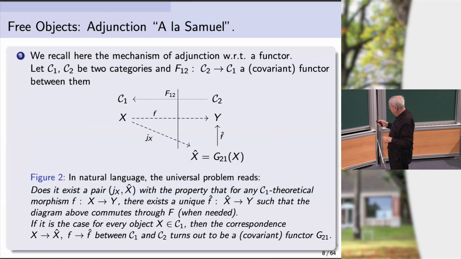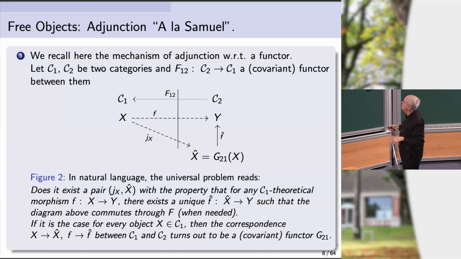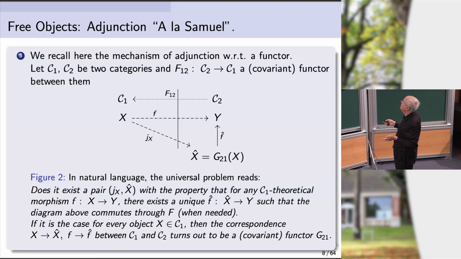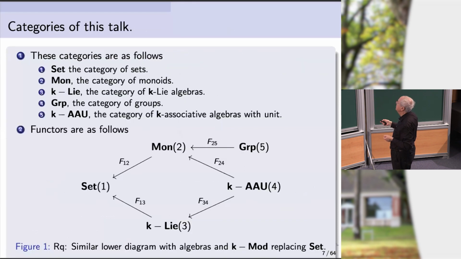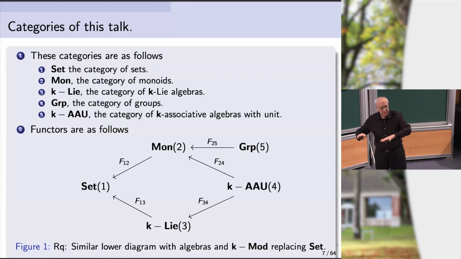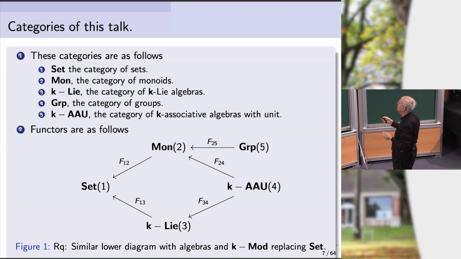So we will use categories only to unify things. We will not do higher category theory. We will just unify things. What we mean by adjunction here, you have two categories, C1, C2, and a functor, which is, for example, a forgetful functor. If you have a monoid, you give me a monoid, I say, oh yes, I forget the law, and I give you a set back. This is a forgetful functor, group to monoid.